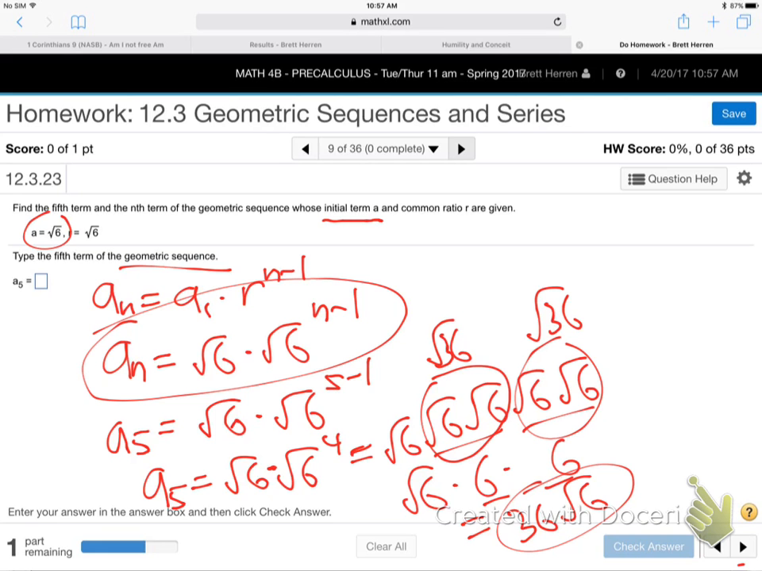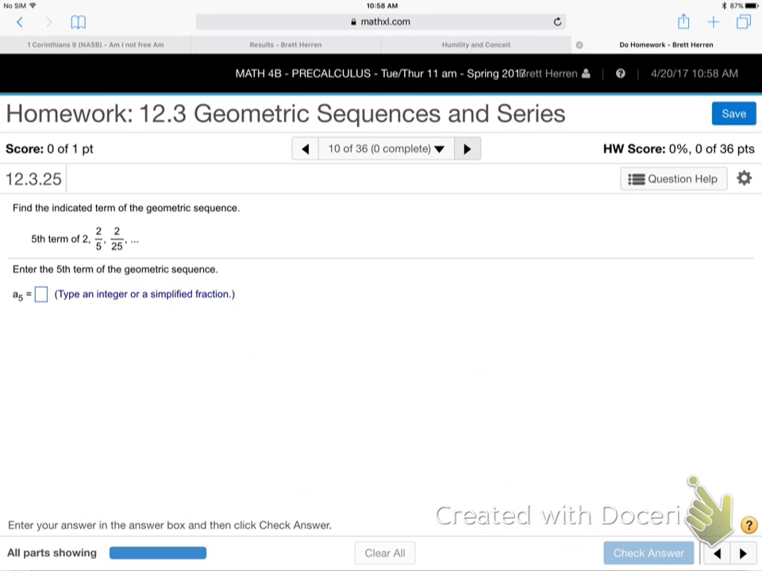Right, so when you've got 5 roots of 6, every 2 of them make a regular 6. And then the fifth root 6 just stays root 6. So we get plain 6 times plain 6, 36, and the other root 6 is just staying root 6. No questions? All is well? All right. Let's try, find the indicated term. They want the fifth term. Okay. So this time they're giving us a geometric sequence, 2, 2/5, 2/25.